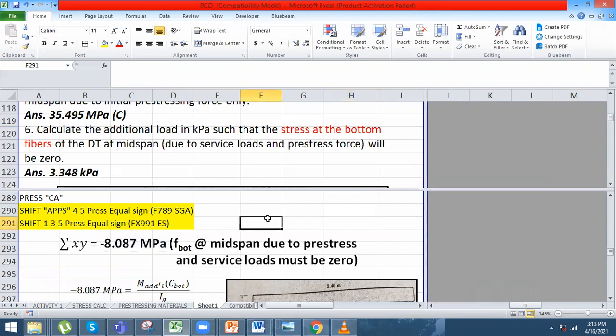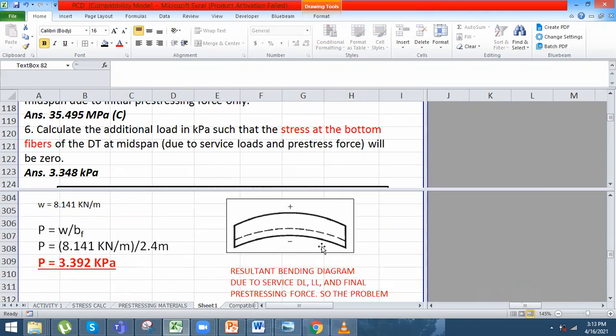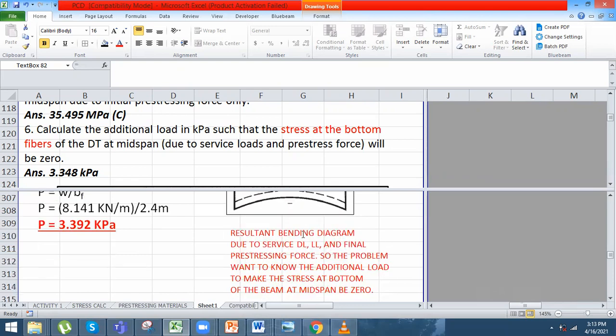Okay, not totally. That is the stress at the bottom. Ibig sabihin yan, using the pre-stressing forces, kahit niloadan siya ng dead load at live load kanina, ganito pa rin yung itsura ng beam natin. Hindi nga lang siya ganong kita sa actual, kasi naka-cumbering siya, maliit lang. That's why dito naka-close. Dito, resultant bending diagram due to service dead load, live load, and the final pressing force.